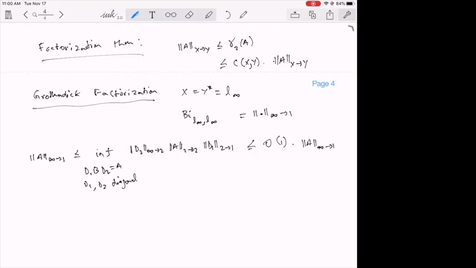Just a remark, if you remember, I said gamma 2 of A is equal to the infimum over BC equals A of the operator norm of B times the operator norm of C. But this is also equal to the infimum over B G C equals A of the C X to 2 norm, G 2 to 2 norm, B 2 to Y norm.